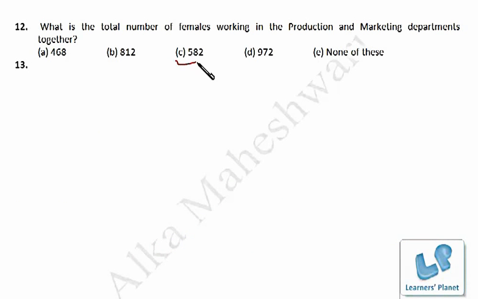Right? So don't worry about this, because we have approximated the calculation. The answer will be around 572. So we are pretty much correct over here, right? And if you wish to calculate the accurate answer, then you have to calculate it. Okay.